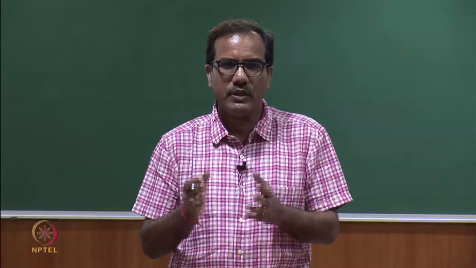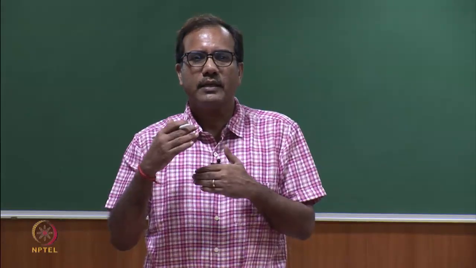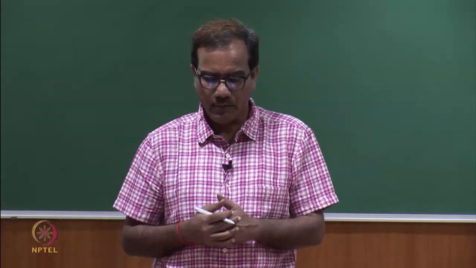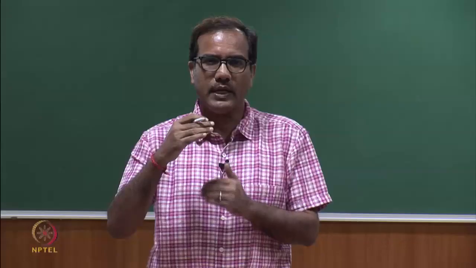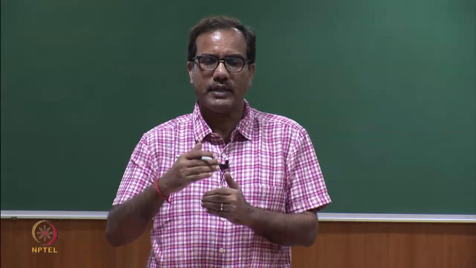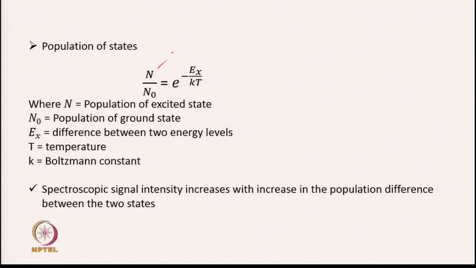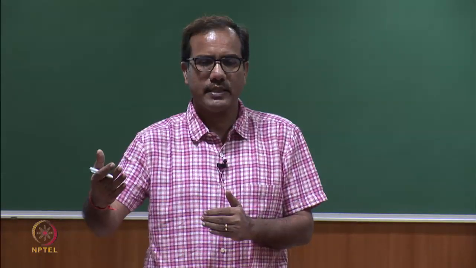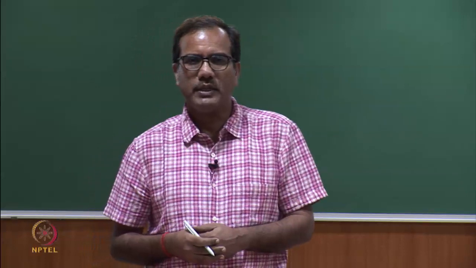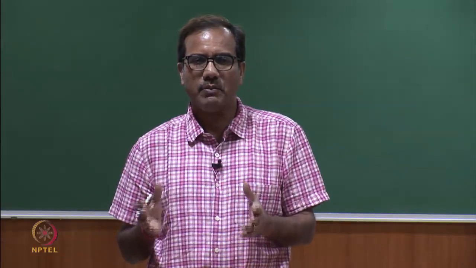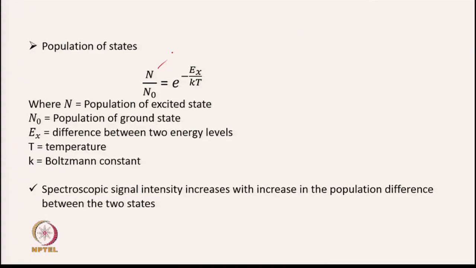Now, the distribution of particles in different states is given by the Boltzmann distribution law, which tells you that N by N naught is equal to exponential of minus delta E by kT, where delta E is the difference between the two energy levels, the state from where the transition is taking place and the state where the transition is happening. N 0 is the population of the ground state, T is temperature and k is the Boltzmann constant.